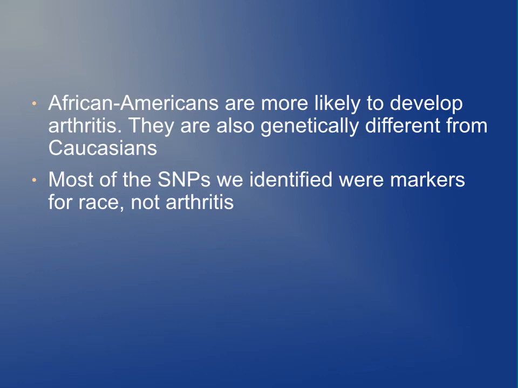The mistake here was that African Americans are more likely to develop arthritis, and they also have some genetic differences from Caucasians. So the vast majority of the SNPs that I found were actually indicating your racial ancestry, not indicating whether or not you're likely to develop arthritis.